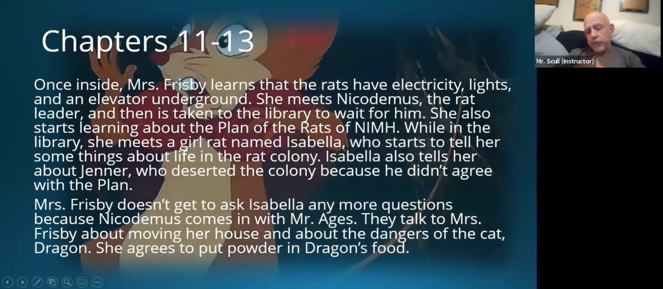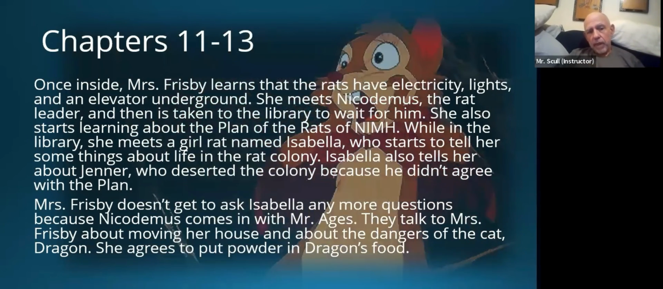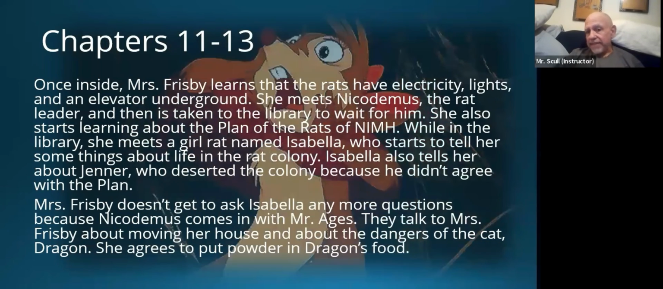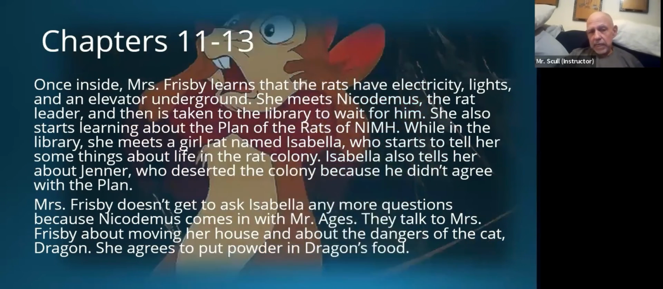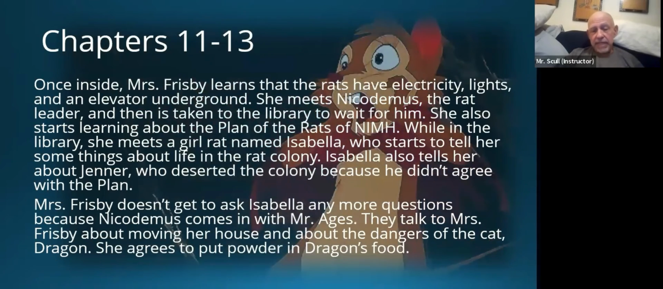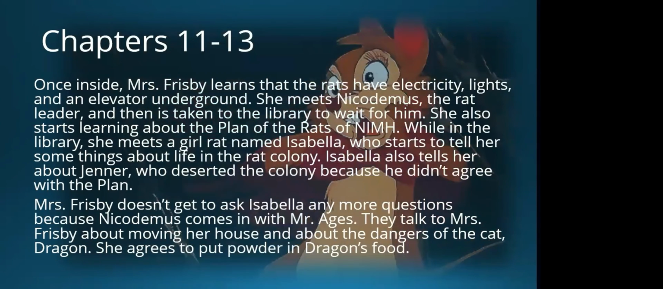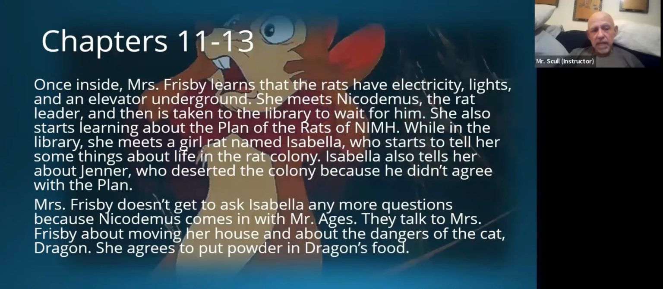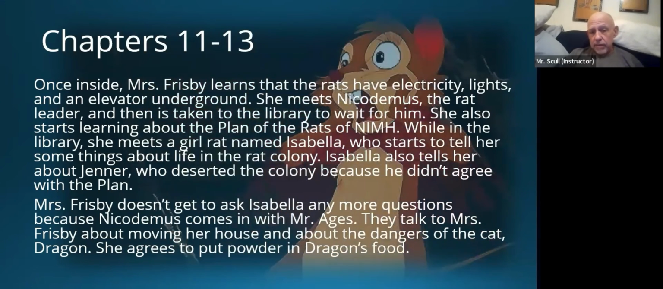Chapter 11 and chapter 13. Once inside, Mrs. Frisbee learns that the rats have electricity. Really? Oh my God. Lights. They have elevators. Yeah. And an elevator underground.